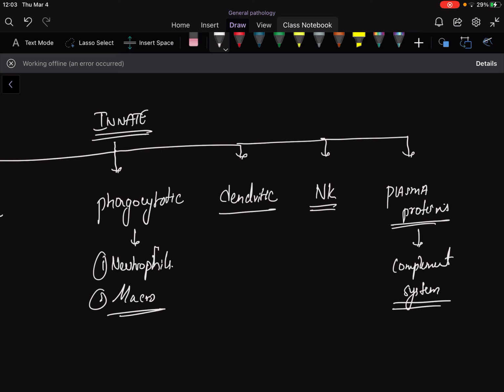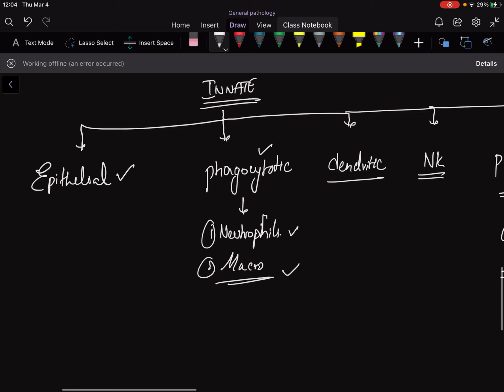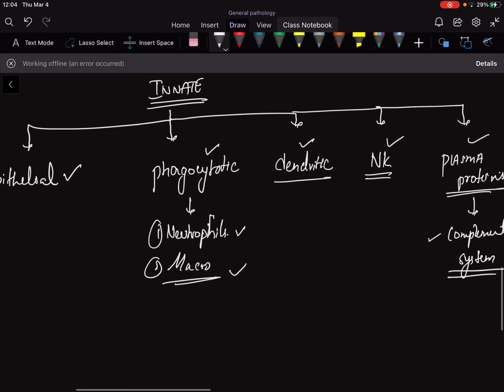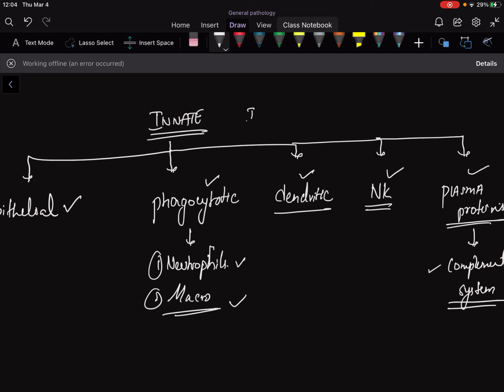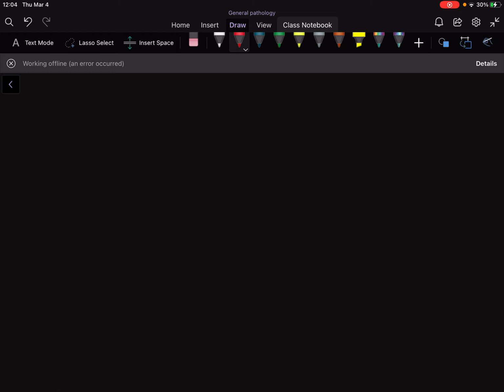So all these epithelial cells, phagocytotic cells like neutrophils and macrophages, dendritic cells, natural killer cells, and plasma proteins which include the complement system, all come under innate immunity. And this innate immunity, as I told you, comes from 0 to 12 hours. So first we will talk about what is meant by epithelial cells.